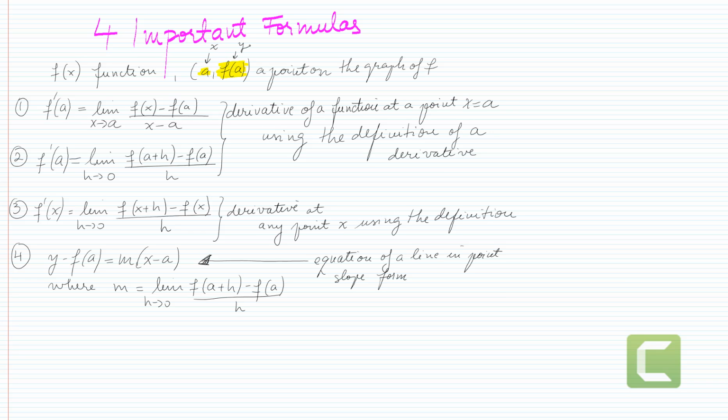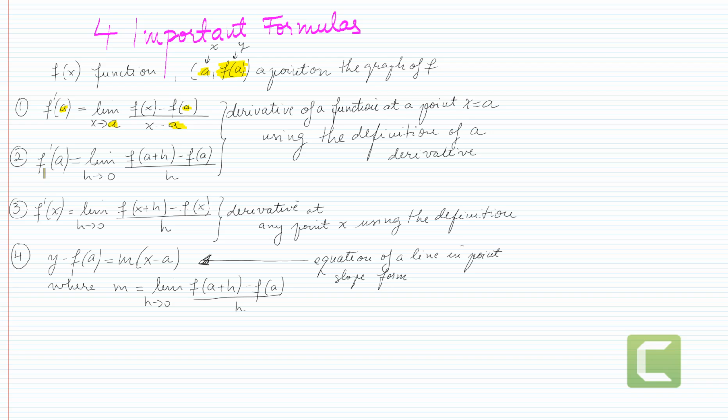The first formula says f prime of a equals limit as x is approaching a of f of x minus f of a over x minus a. This is the derivative of a function at a point x equals a using the definition of a derivative.